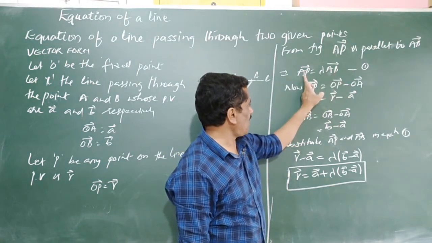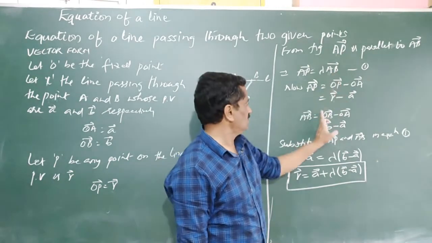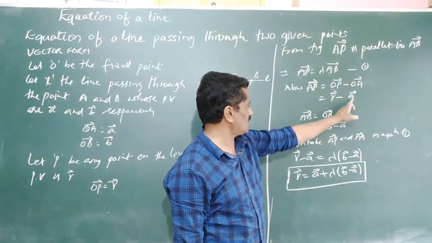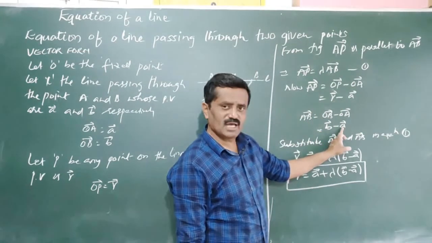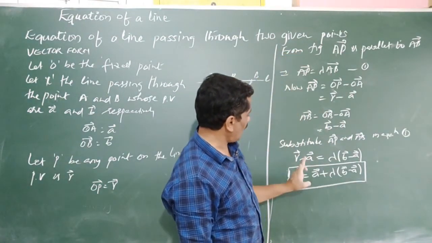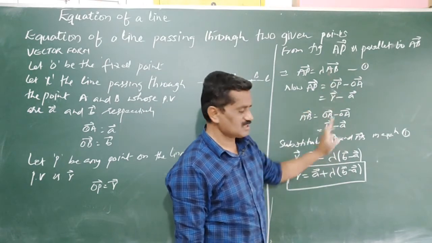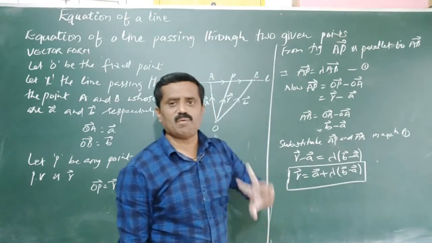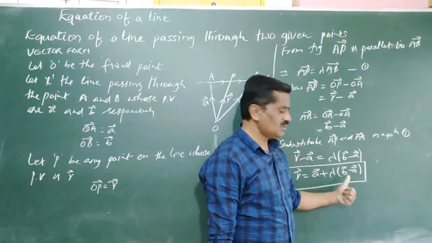So expressing AP bar and AB bar in terms of position vectors, AP bar is equal to OP bar minus OA bar, that is R bar minus A bar. AB bar is equal to OB bar minus OA bar, that is B bar minus A bar. Substituting AP bar and AB bar here, we have R bar minus A bar is equal to lambda of B bar minus A bar, which is the vector equation of a line passing through 2 points whose position vectors are A bar and B bar.